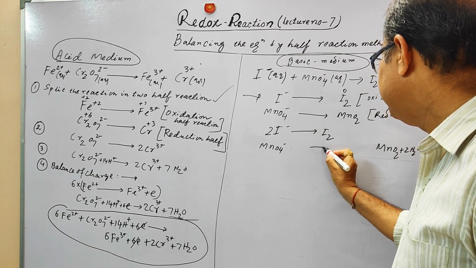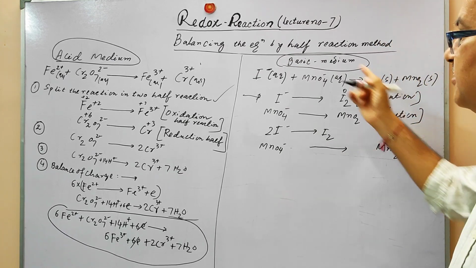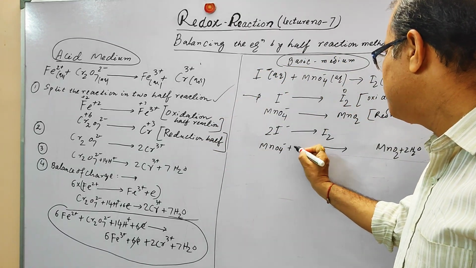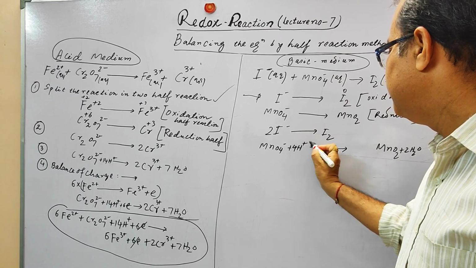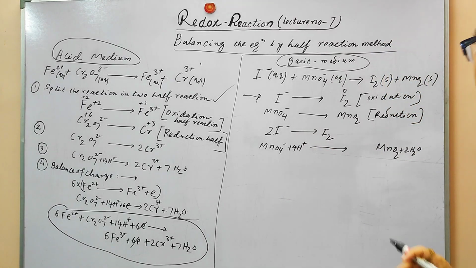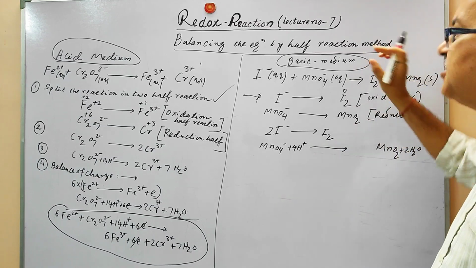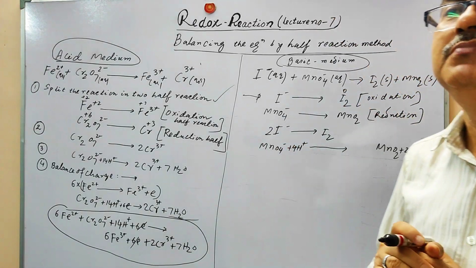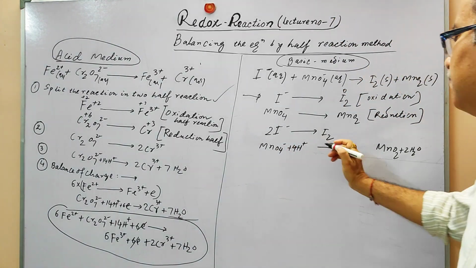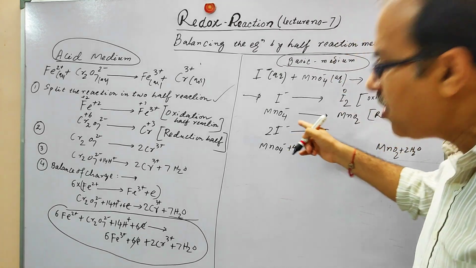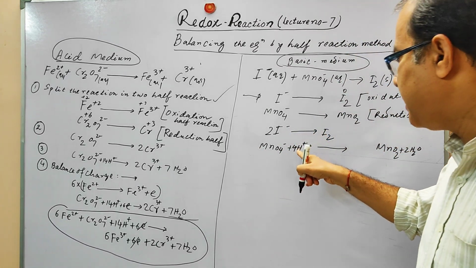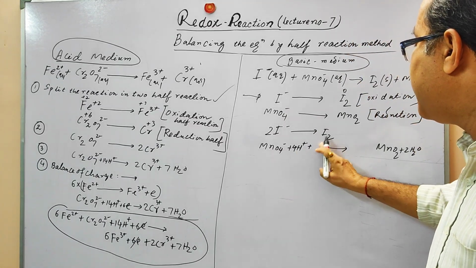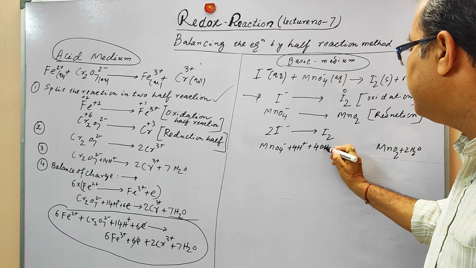How can we balance it? We balance it by the same procedure that we adopted in the case of acid medium. That is, we have to put 4 H+ ions. Okay, 4 H+ ions we have put. Now, as it is in the basic medium, we have to show OH minus ions in the equation. For that, first we will add the same number of OH minus ions as the H+ ions. We have put 4 H+ ions, so we have to add 4 OH minus ions.